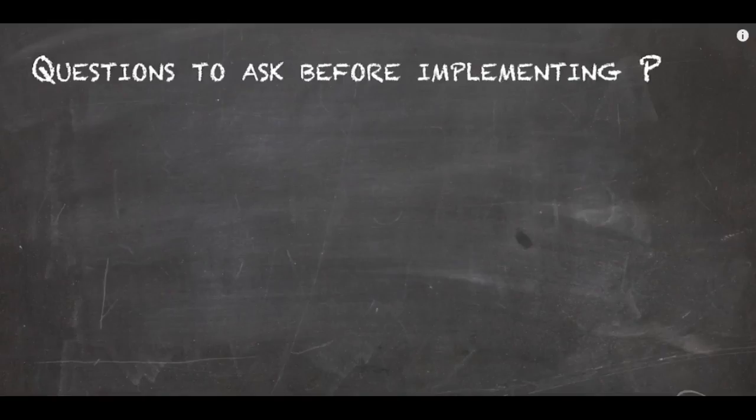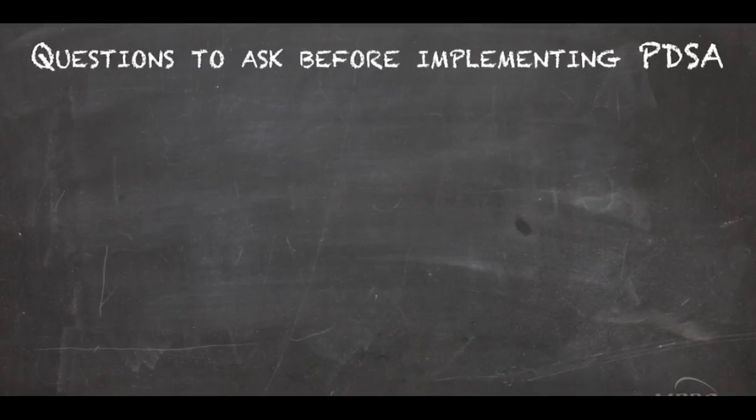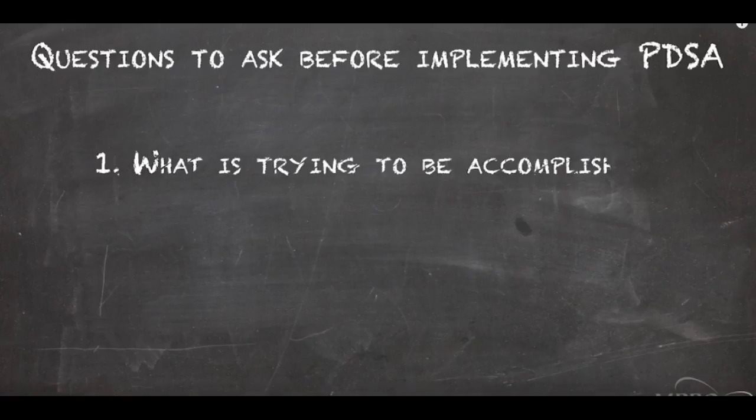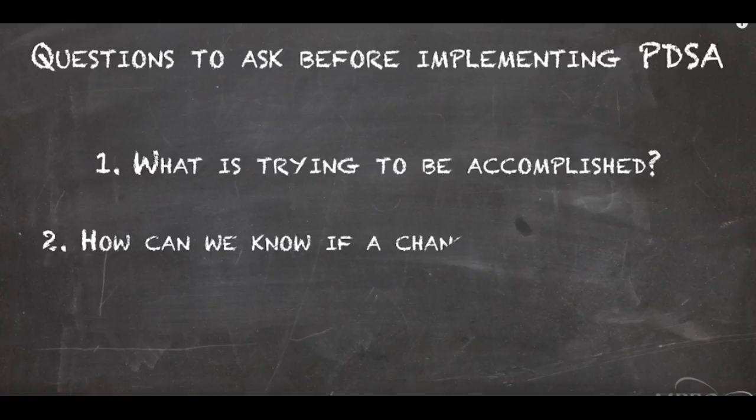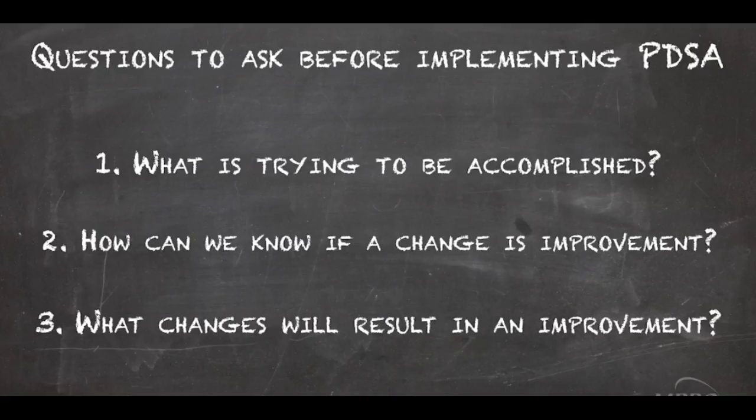There are three fundamental questions that get asked with the PDSA model. Number one is, what is it that's trying to be accomplished? Two is, how can one know a change is actually an improvement? And the last one is, what changes can be made that will actually result in an improvement?